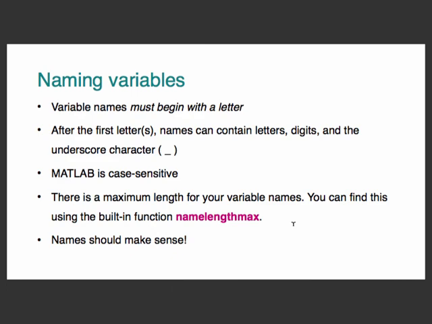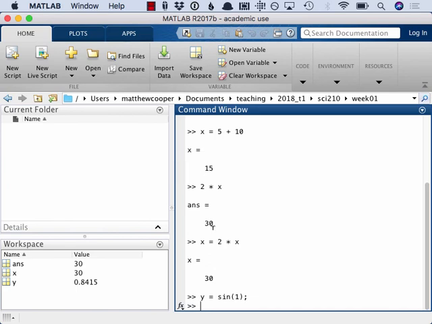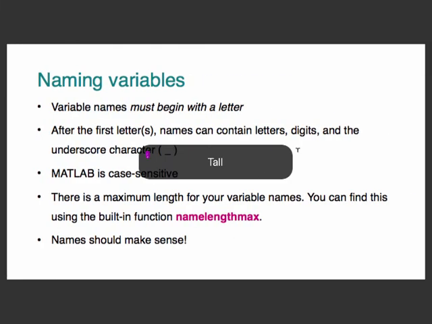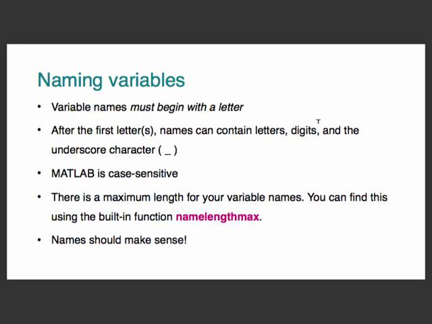So variable names. This is what we call variables, like x, y. They must begin with a letter, A through Z, lowercase or uppercase. After the first letter, or letters, you can contain letters, digits 0 through 9, and the underscore character. It can't contain any other character. It can't contain question marks, commas, or spaces.